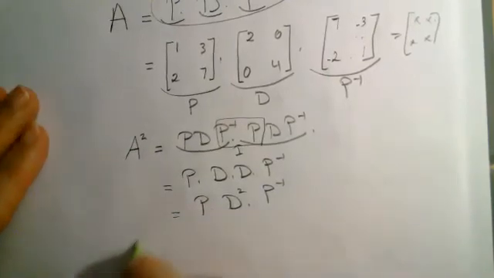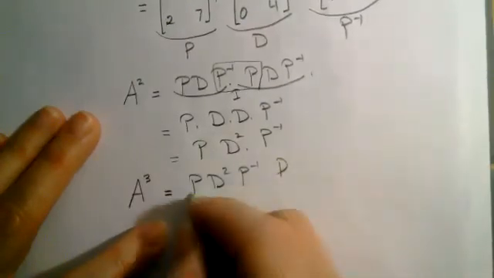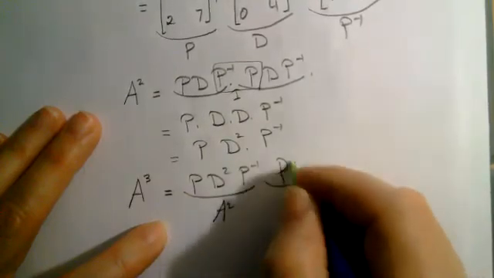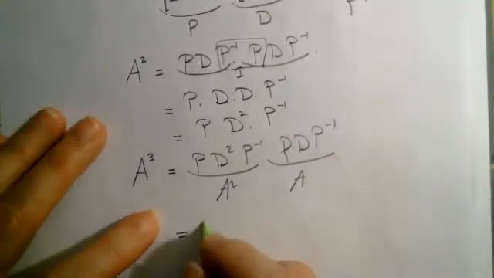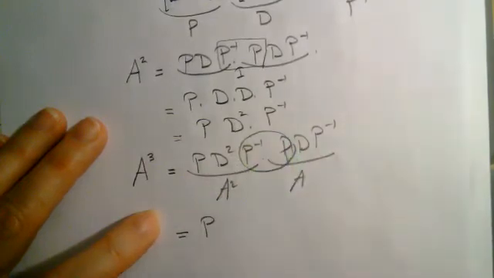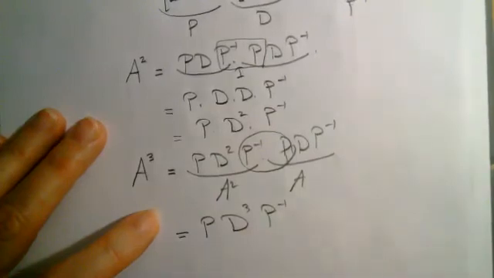Now, what if I want A to the power 3? Is the picture there? So what's A to the power 3? A to the power 3 is going to be P, and then I stop after that. That's A squared times the A. So this will give me P. P inverse and P are the identity, so they don't affect the product. D to the power 3 times P inverse.